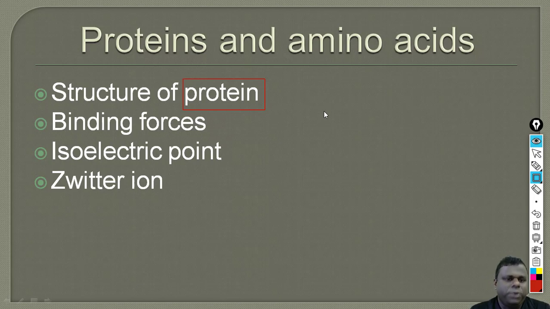And the isoelectric point, the pH at which the zwitter ion exists. What exactly is a zwitter ion? It's basically the neutral bipolar ion which is formed as a result of proton transfer from acid to base, right? So this is one that you should remember.